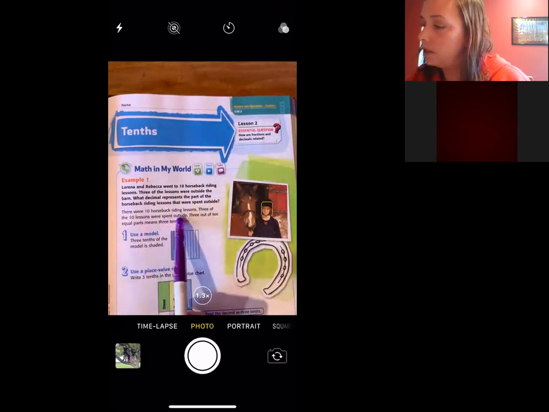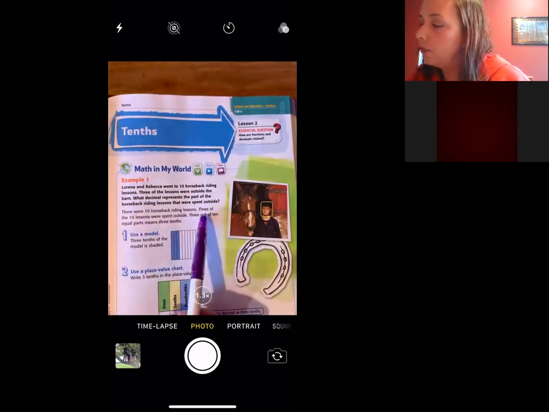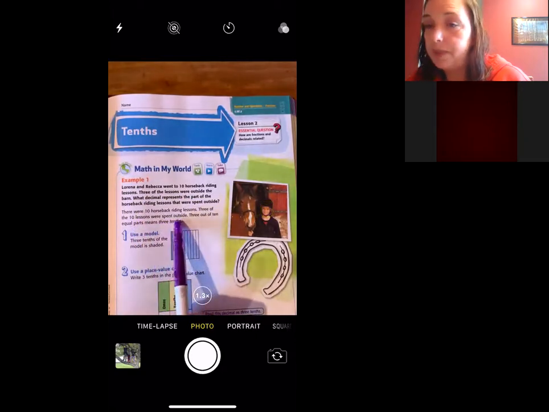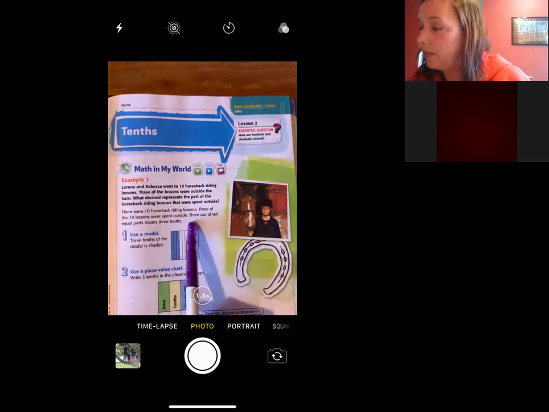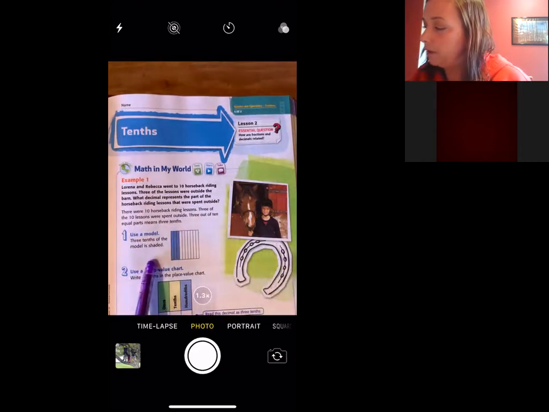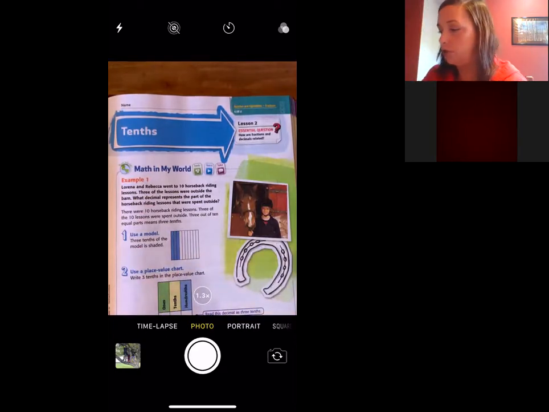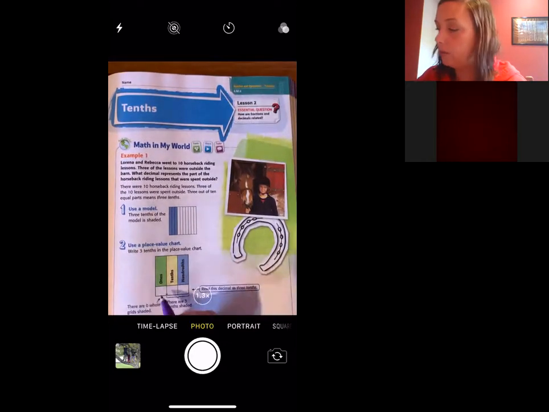There were 10 horseback riding lessons. 3 out of the 10 lessons were spent outside. 3 out of 10 equal parts means 3/10. You can see they used a model. Out of the tenths model, they shaded 3. Now we can write 3/10 in the place value chart. There are 0 wholes, so we put 0, and then there are 3/10.